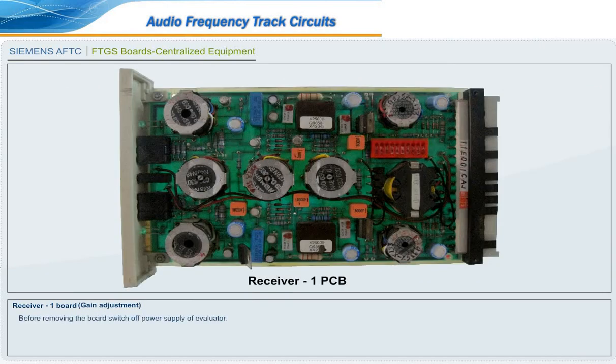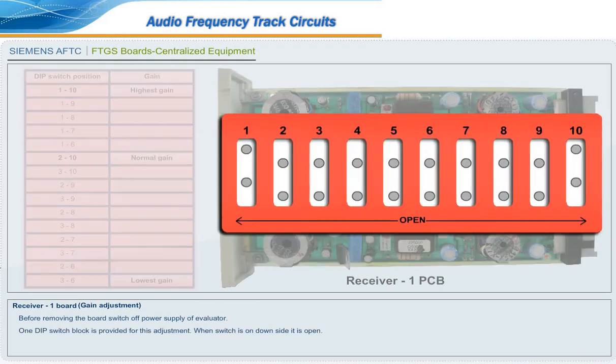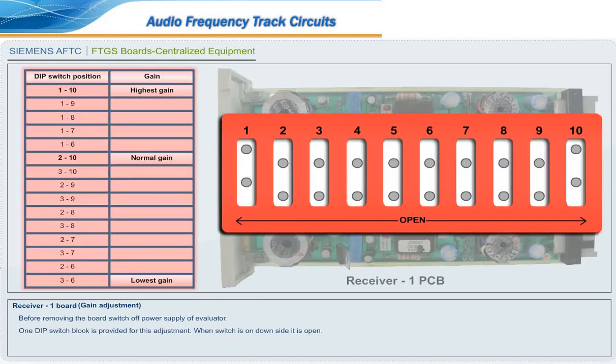Before removing the board, switch off power supply of evaluator. One dip switch block is provided for this adjustment. When switch is on downside, it is open. Gain adjustment shall be done as per table given.